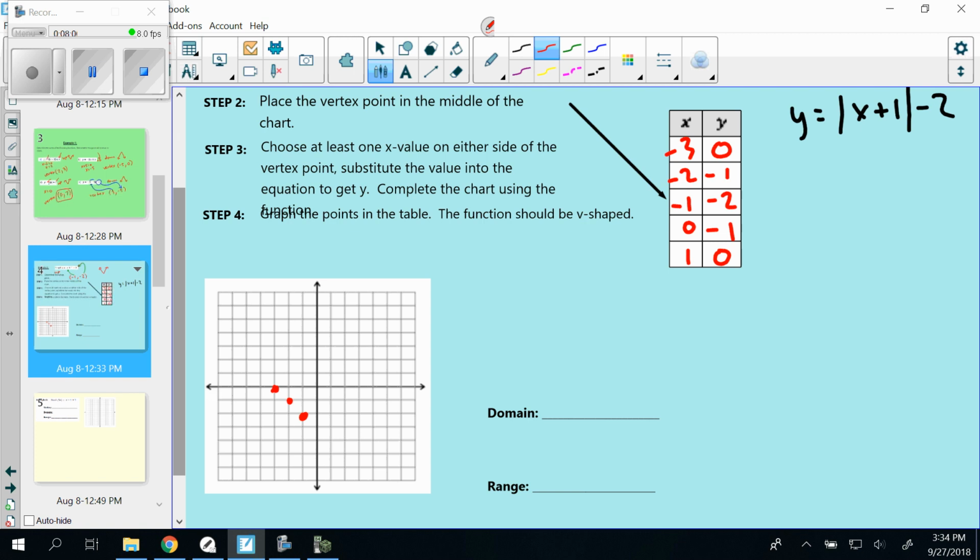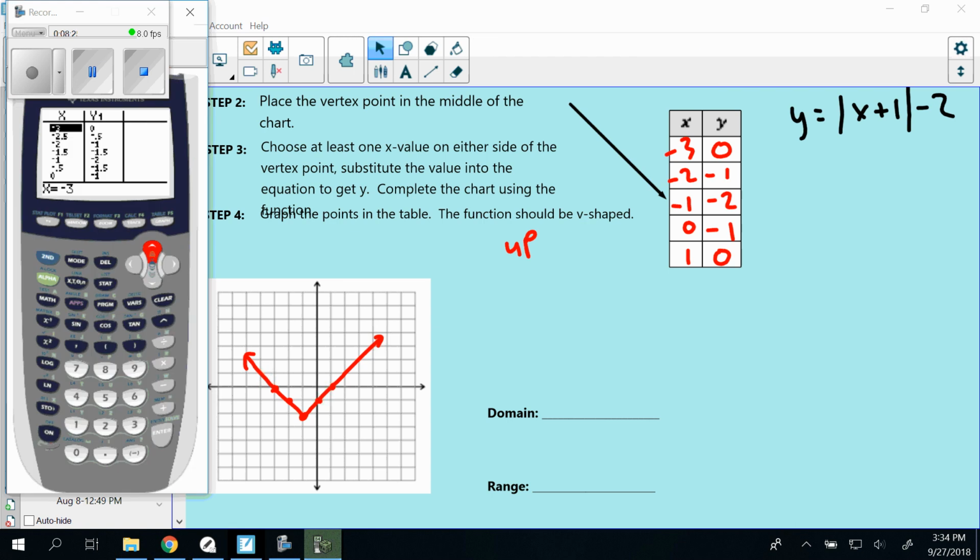-1, -2 is already on there. That was our vertex. 0, -1 is there. 1, 0 is here. It should continue in the same fashion here, this way and this way, and it's opening up like we said it should because there was a positive value. Now, that's one way to graph it.